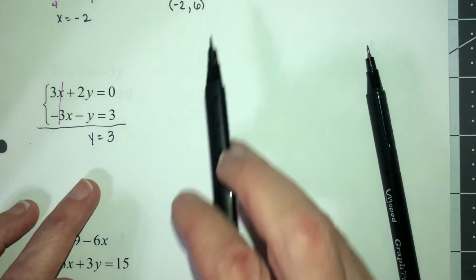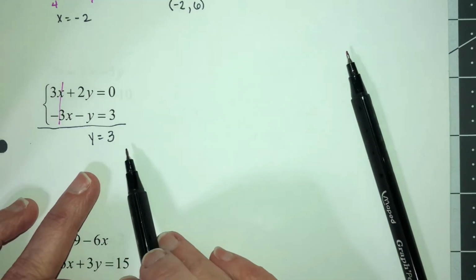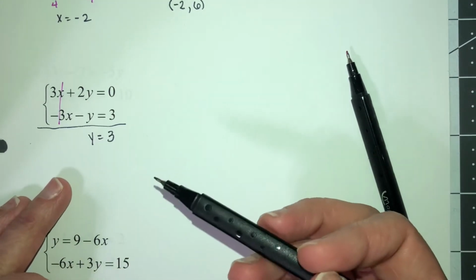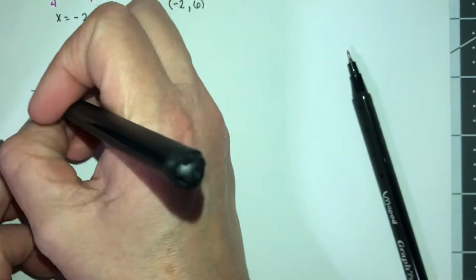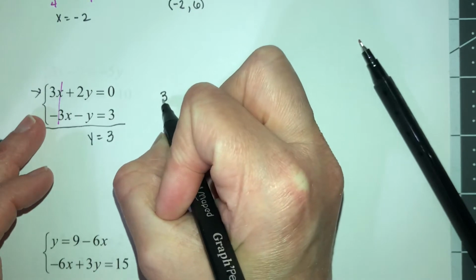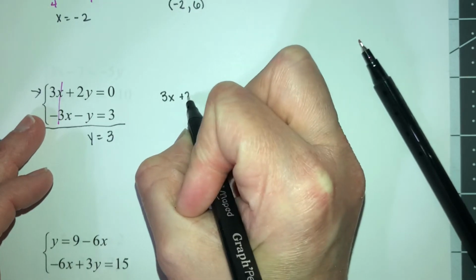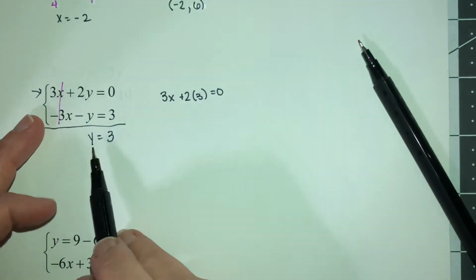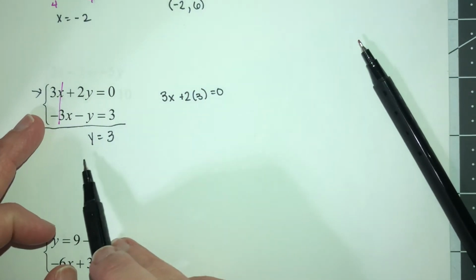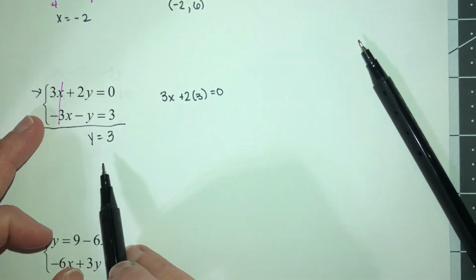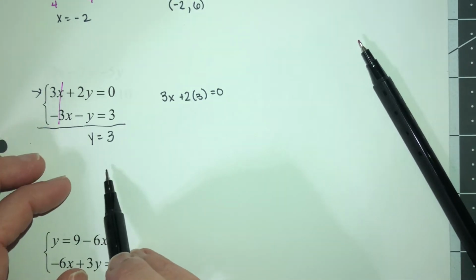Okay? Now, just like on the previous problem, we're only half done. We have y equal to 3. We need to find the x that goes with it. Whichever one looks easiest to you. I'll plug into the top one, just because. So this is 3x plus 2 times 3 equals 0. Make sure you're plugging in for the correct variable. It's very easy to get in a routine and just plug in someplace. So make sure you're double checking yourself there.